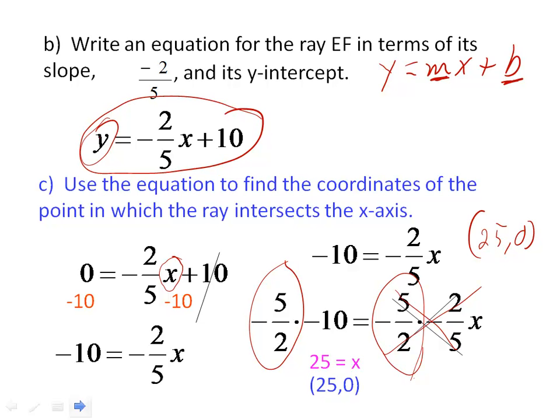You substitute 0 for y, because we know that's what the y-coordinate is going to be when it intersects the x-axis. And then solve the equation and get the x-coordinate. Y-coordinate is automatically 0. X-coordinate is what we get when we solve the equation. Alright, that's number 6. See you on number 7.